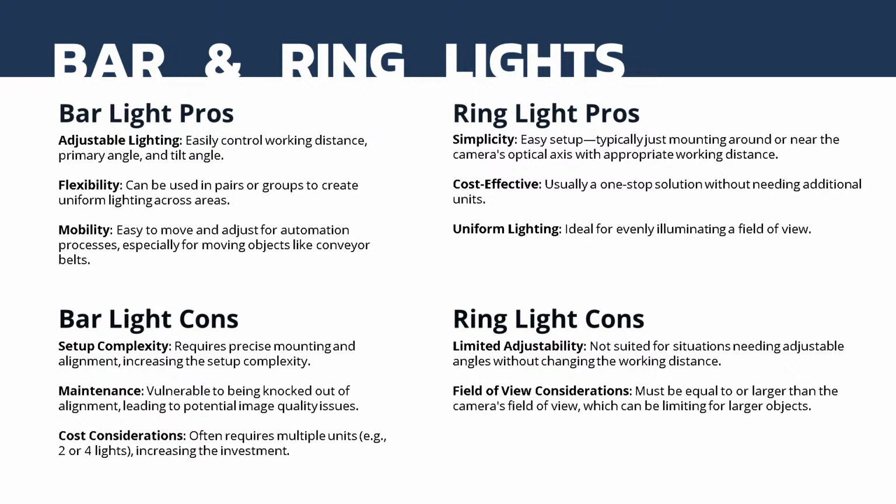When we look at the ring light and bright field, then the pros are simple. You just get the light, you mount it either to the camera or to supporting it around the optical axis of the camera. You get your working distance right and make sure you have the area evenly illuminated for the right working distance, and you're done. It's usually a one-stop solution. We don't usually use ring lights in pairs and things like that, so it's maybe the most cost-effective and easiest solution.